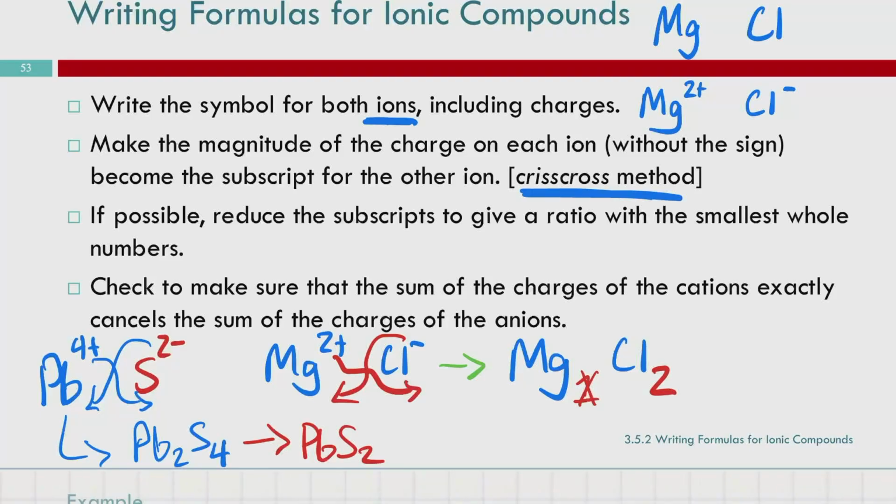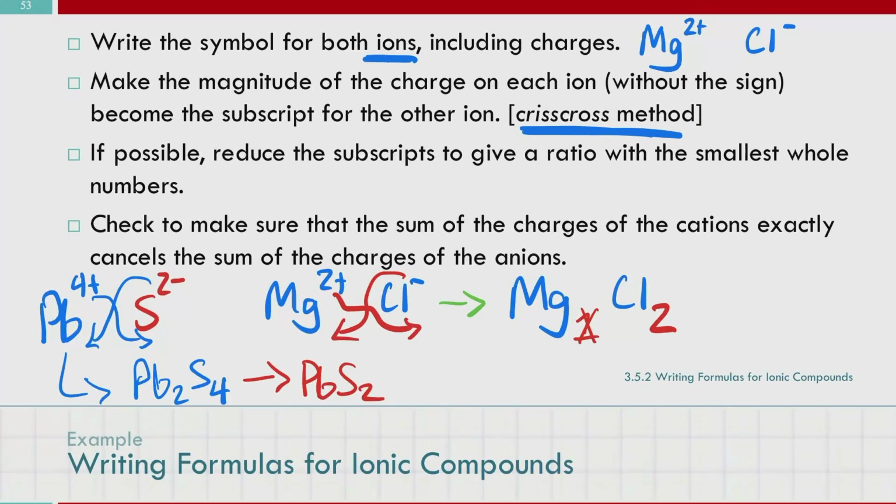Again, if you can just do it in your head, you see 4 plus, 2 minus, okay, 2 minuses equals the 4 plus, but opposite, right? You can just pop a 2 in for the S subscript, and then you don't have to deal with simplifying. And then the last thing that you might want to do is just check and make sure that your charges cancel out.